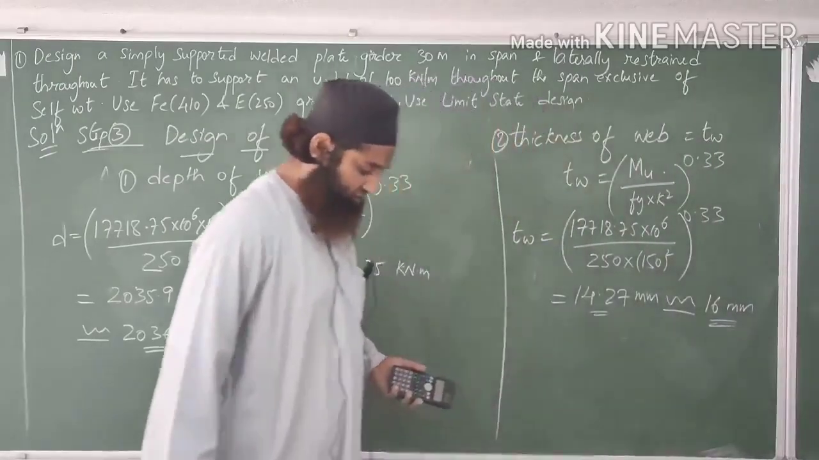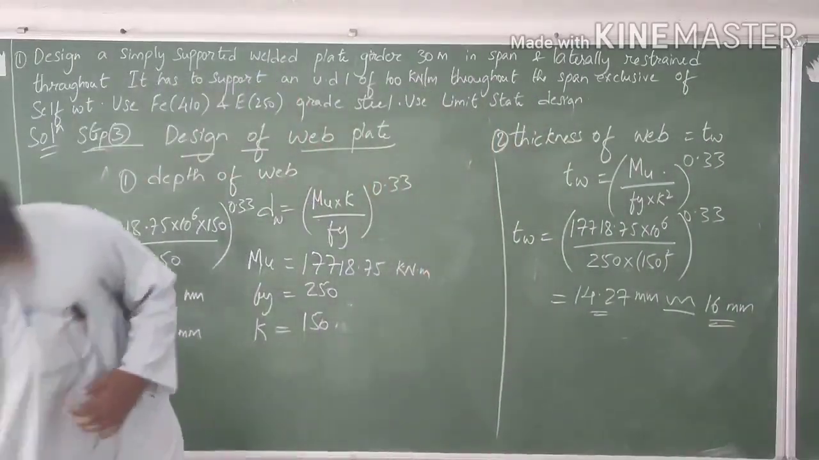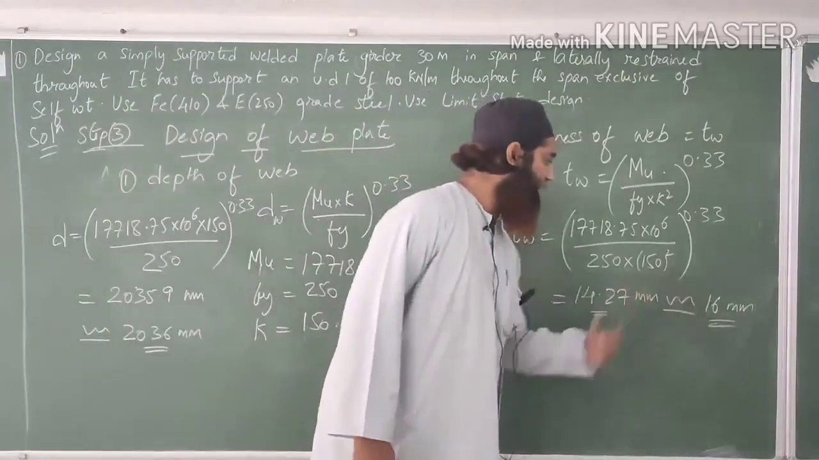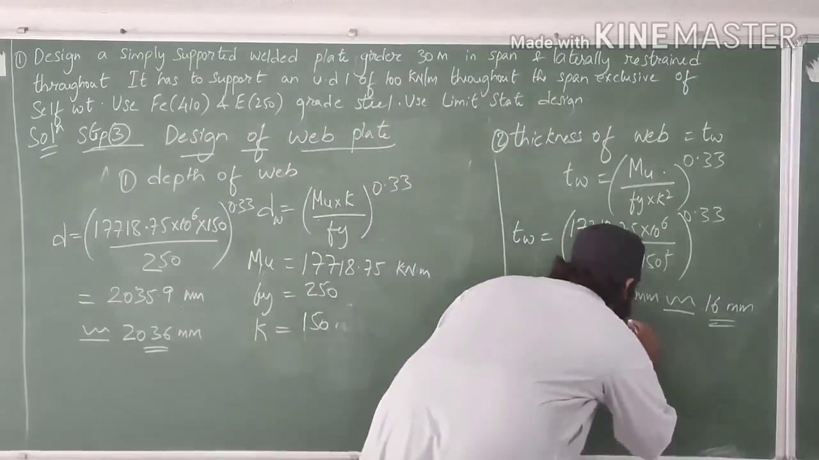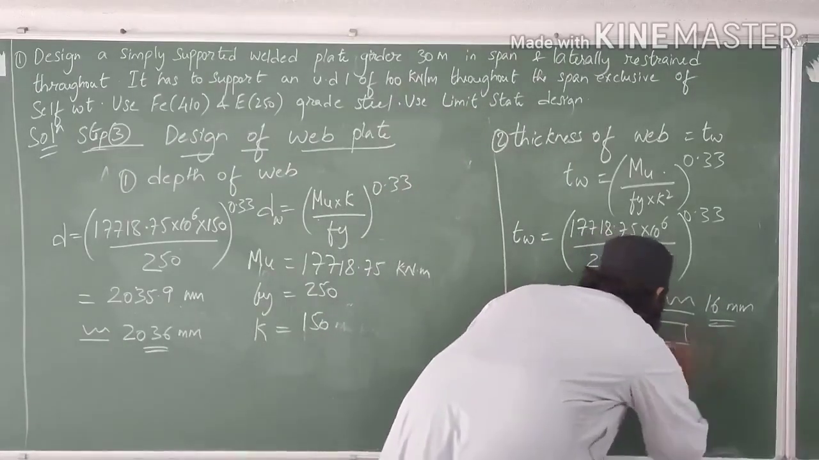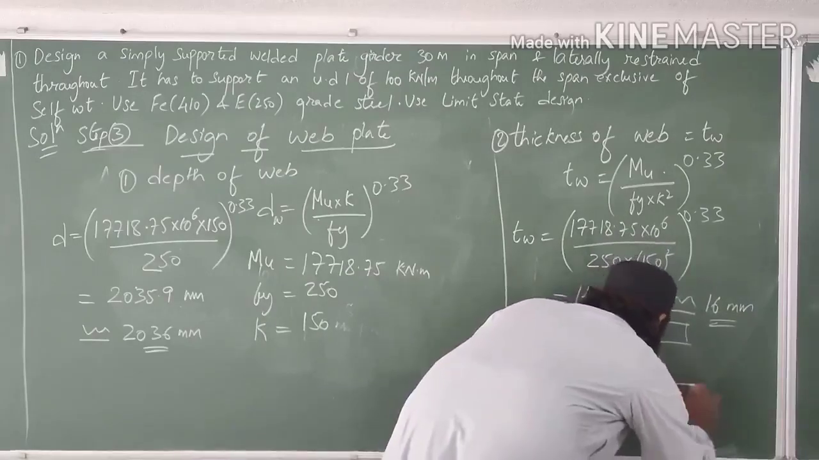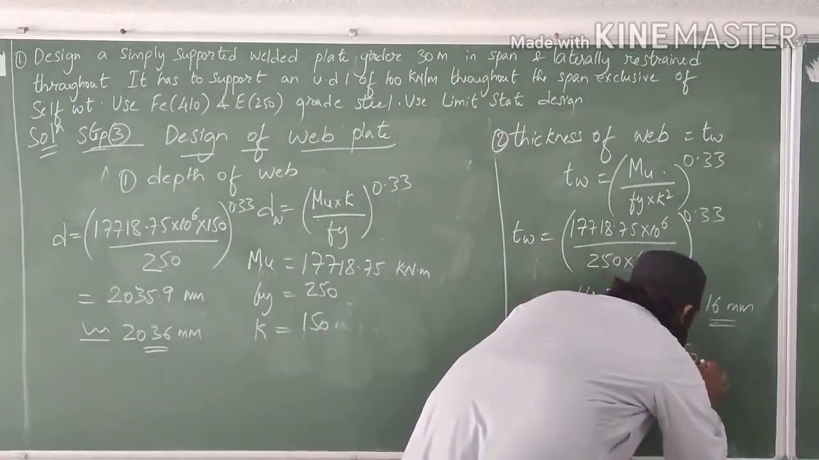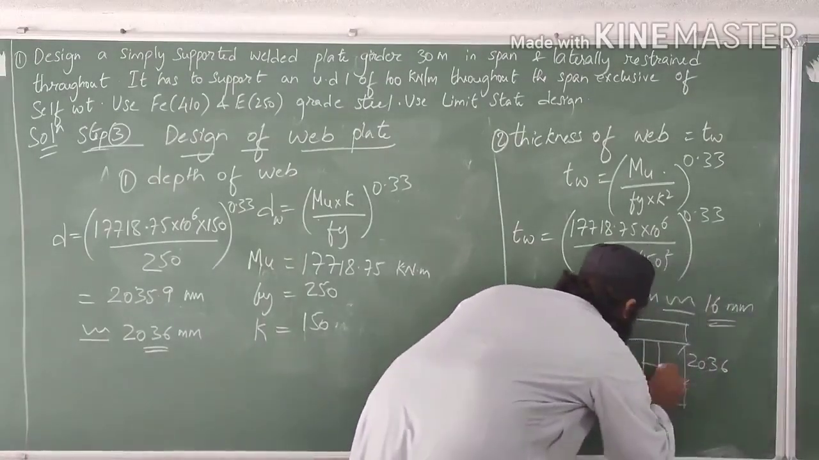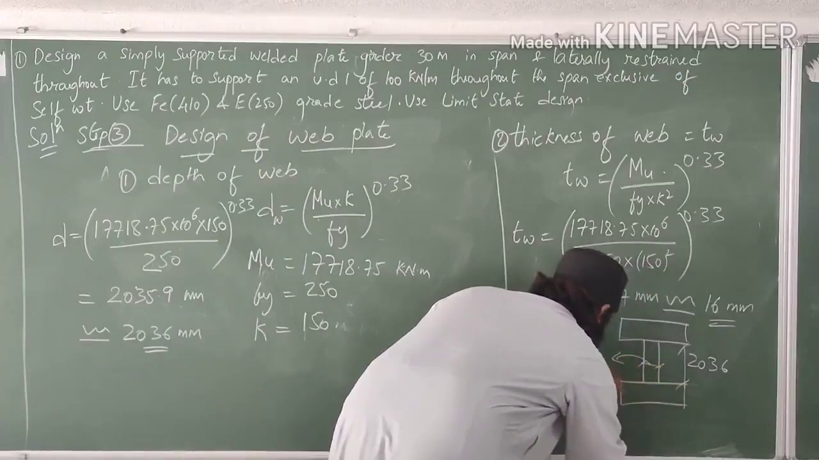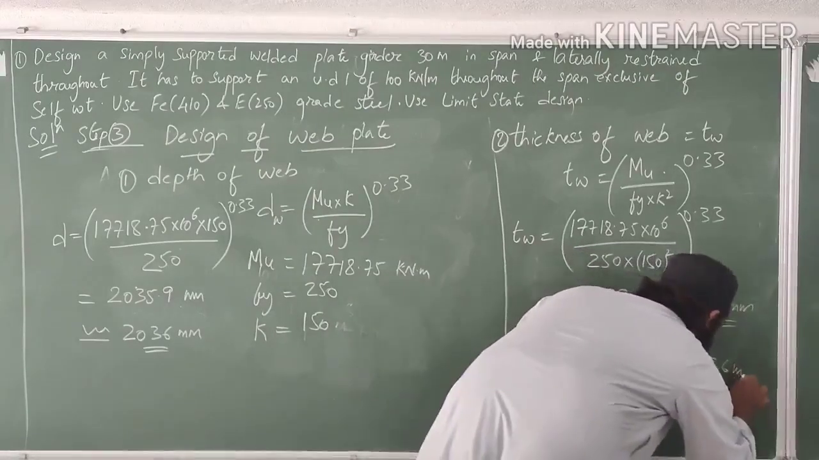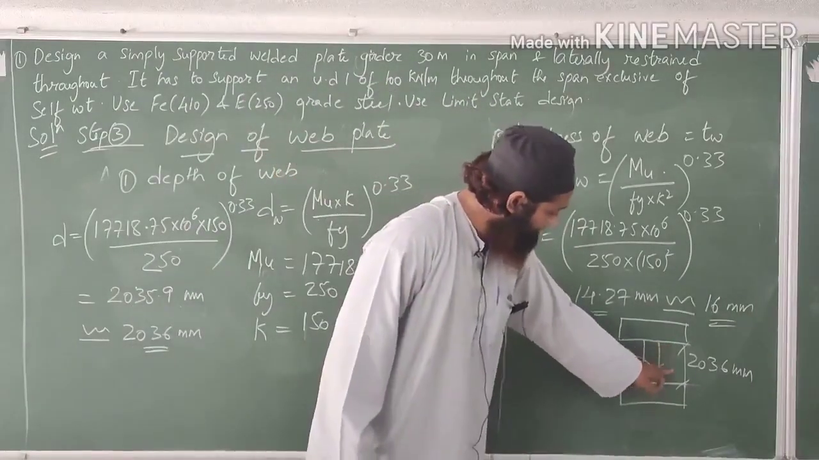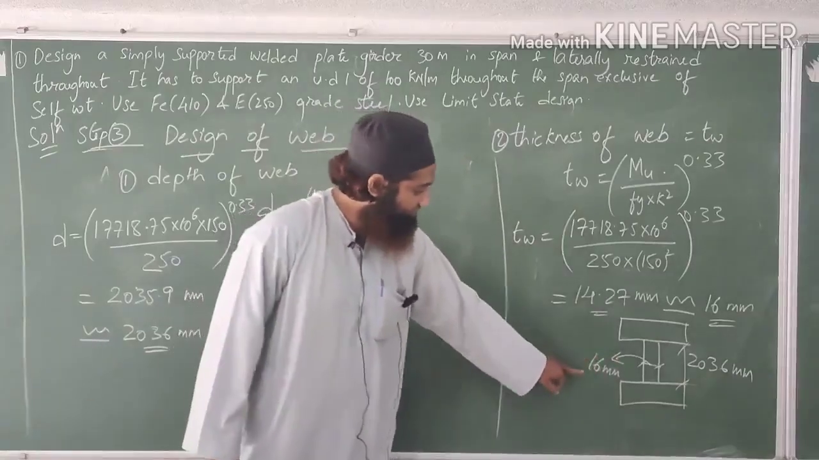16 mm. Okay, so now we have got the depth of the web as 2036 and the thickness of the web as 16 mm. So basically, if this is your I section, this part is 2036 and this thickness of the web we are getting as 16 mm. So we have designed the web here.